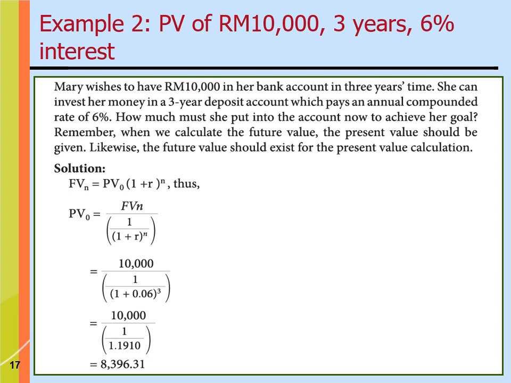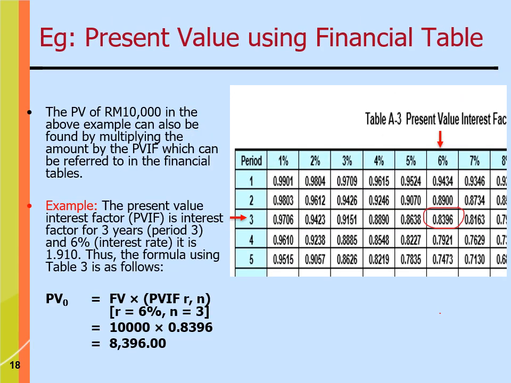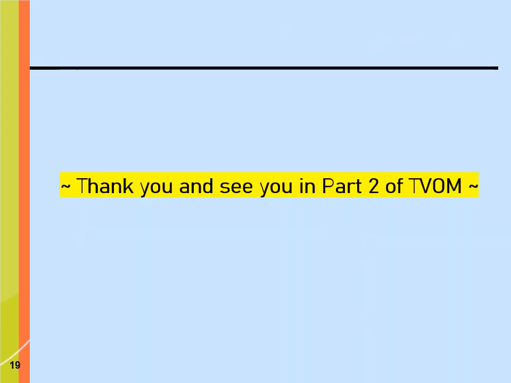This example shows the solution in finding present value of 10,000 ringgit in 3 years at 6% discount rate using the formula. And finally, as I've mentioned earlier, you can also use financial table of present value interest factor to directly find the required factor based on the right period and rate to be multiplied with the single cash flow of 10,000 ringgit following example 2 on the previous slide.